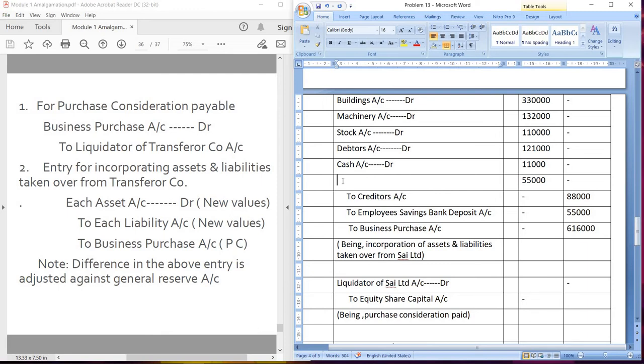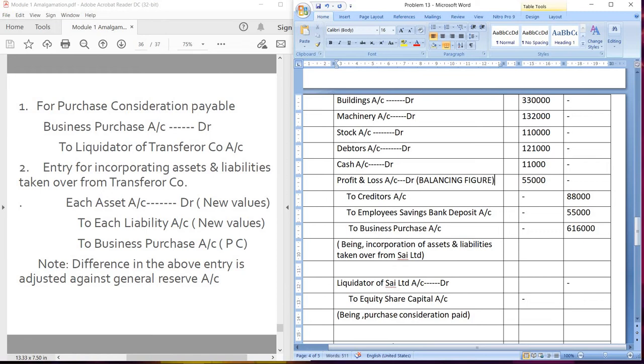So here we have to write profit and loss account debit. In the bracket, you have to write balancing figure.